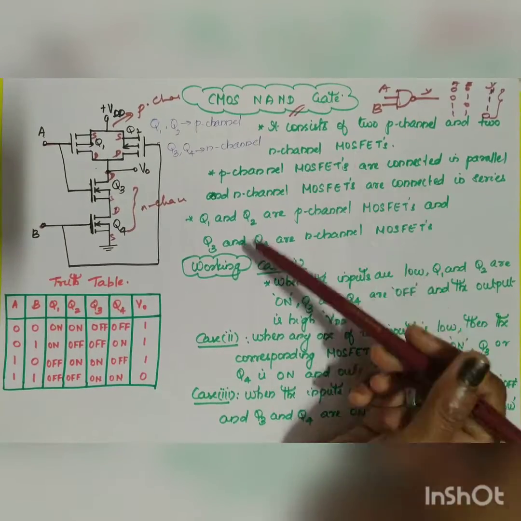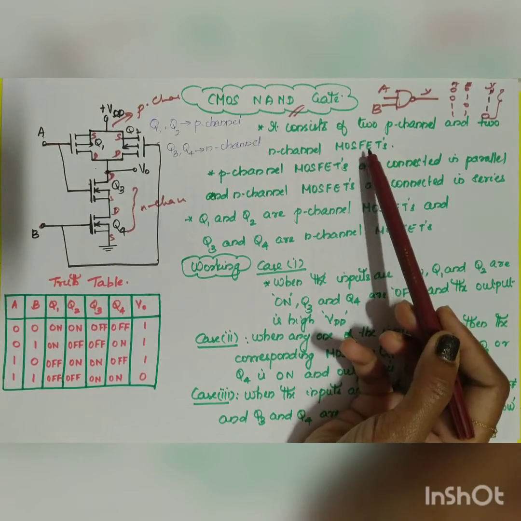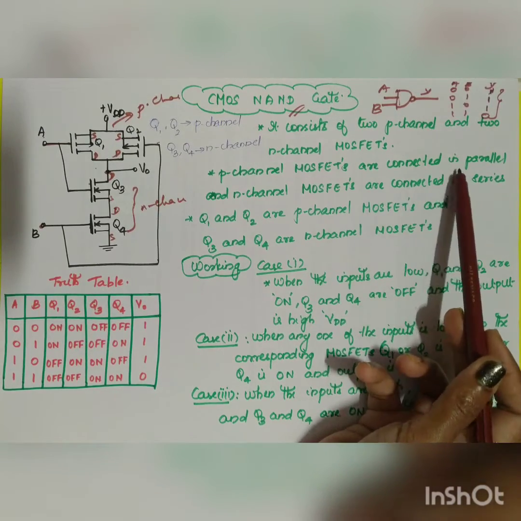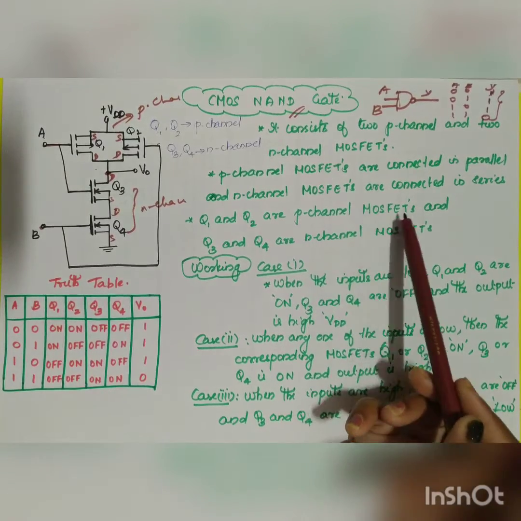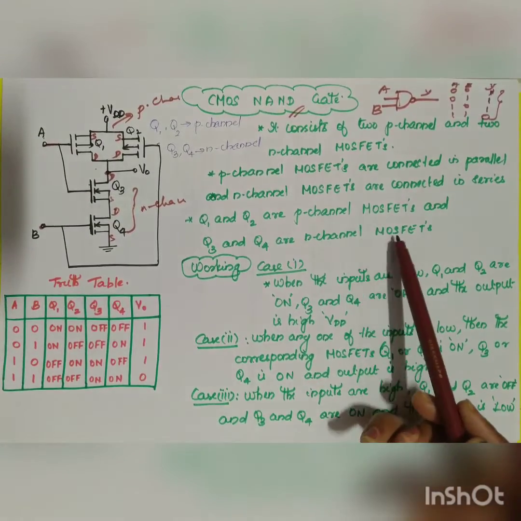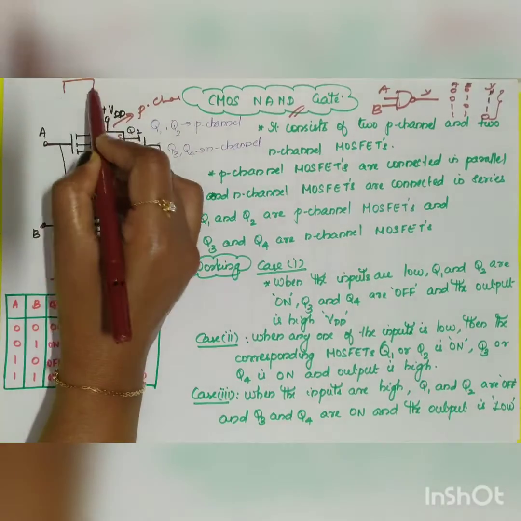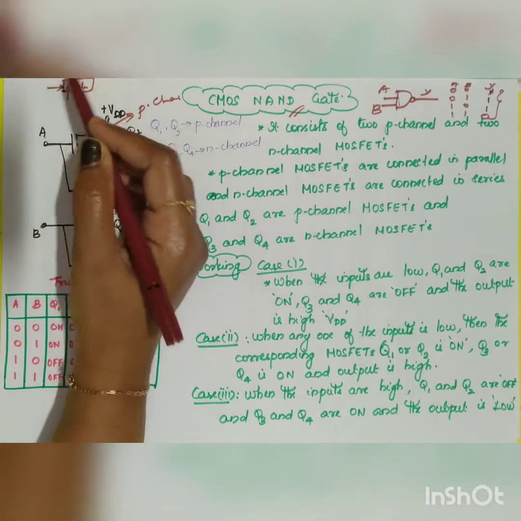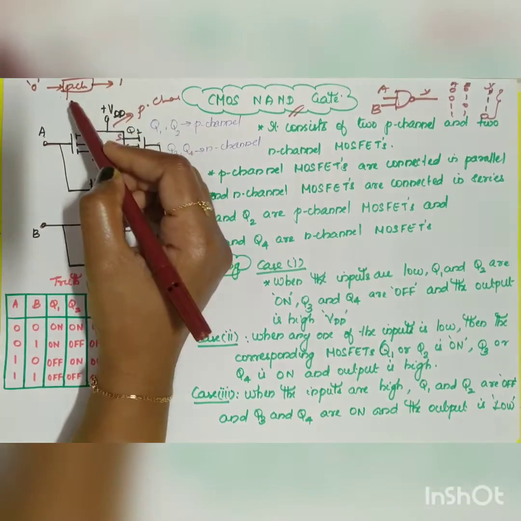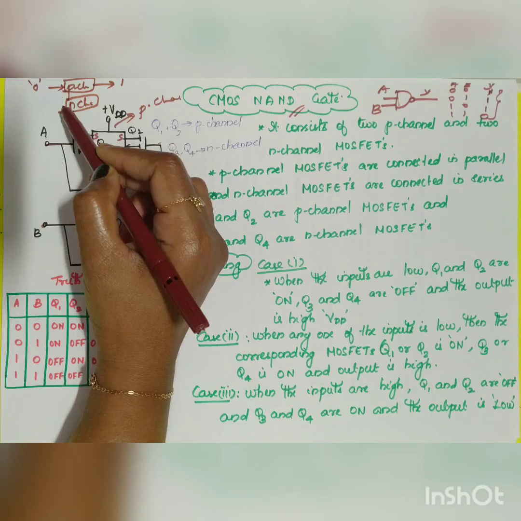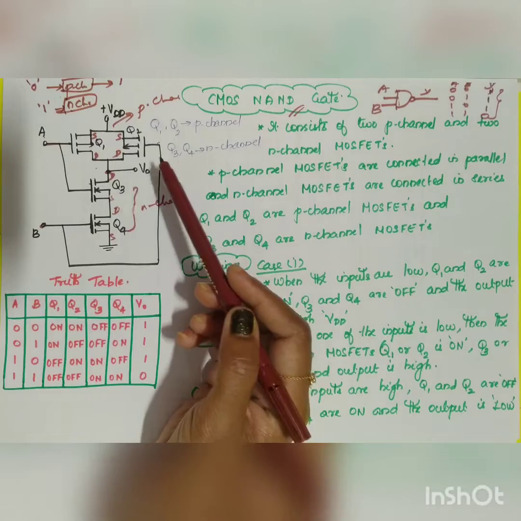Okay, so let me tell you some of the important points. It consists of 2 P channel and 2 N channel enhancement MOSFETs. The P channel MOSFETs are connected in parallel and the N channel MOSFETs are connected in series. Q1 and Q2 are P channel MOSFETs and Q3 and Q4 are N channel MOSFETs. So you know the basic working principle of the P channel. As I have mentioned in the previous video, the P channel transistor will be on when your input is low, and similarly the N channel transistor will be on when your input is high. So this is the P channel and N channel working principle.